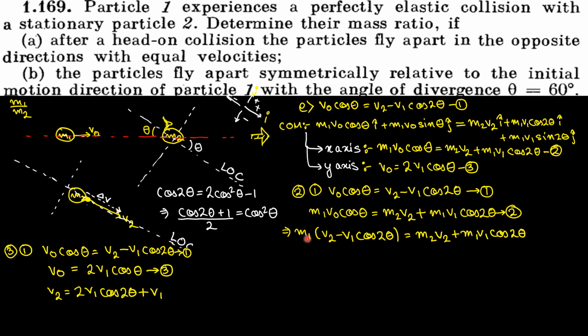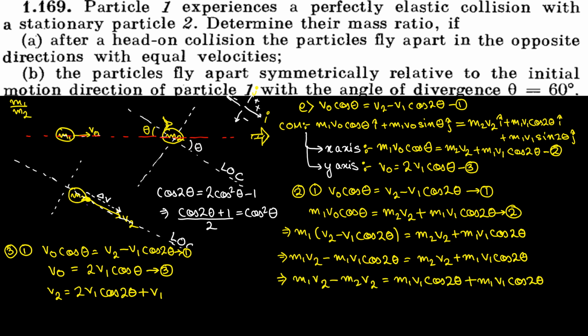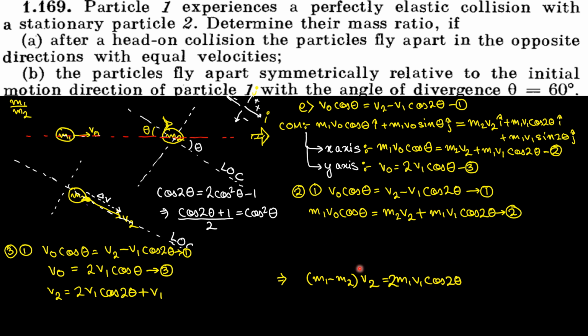Now I'll just expand this term, m1 into v2, into m1 v1 cos 2θ. Now I'll separate out v2 terms and v1 terms together. Okay. So v2 will be sent to the left hand side and this v1 would be sent to the right hand side. See, on the right hand side, m1 v1 cos 2θ plus m1 v1 cos 2θ would become 2m1 v1 cos 2θ, isn't it? And on the left hand side, we can take v2 common, it would be m1 minus m2. So you would get something like (m1 minus m2) into v2 is equal to 2m1 v1 cos 2θ. So I'll just clean this out. Okay, I'll just write this equation out here.